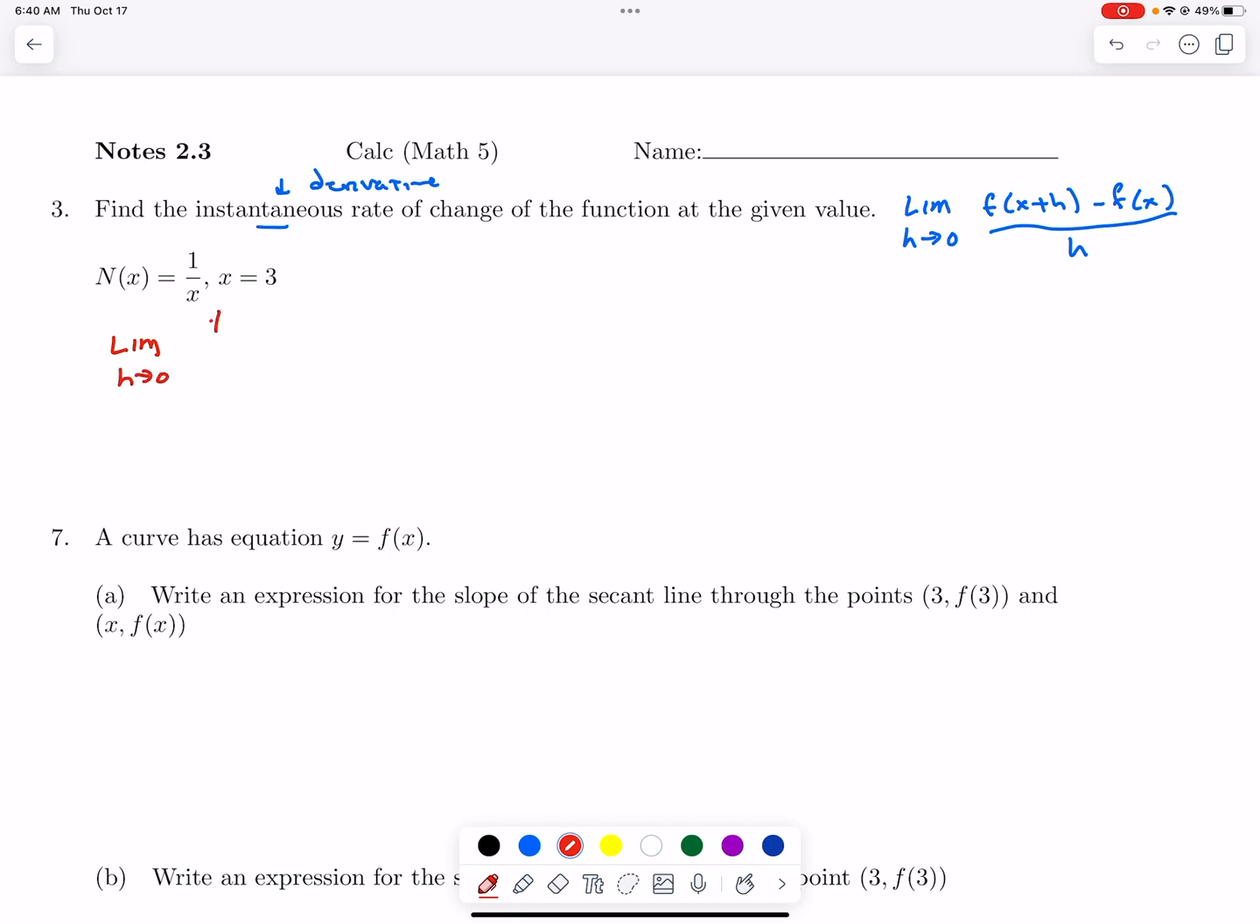What is f of x plus h? Well, plugging x plus h in instead of x in 1 over x, and the original function is 1 over x.